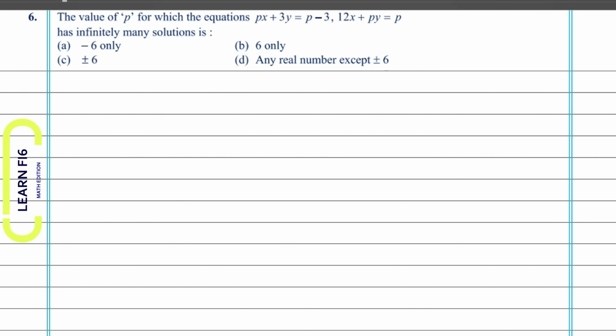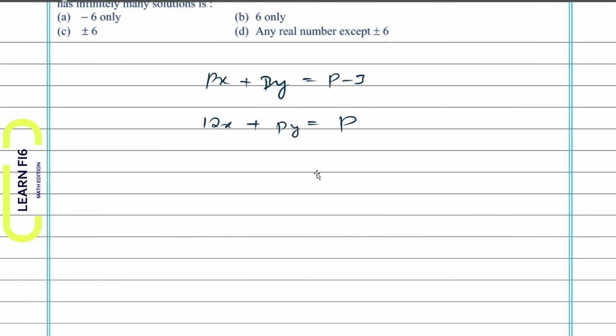Let's go to question number 6. The value of p for which the equation px plus 3y equal to p minus 3. This is the first one. Px plus 3y is equal to p minus 3, and the second equation is 12x plus py is equal to p, has infinitely many solutions, which means all the coefficient ratios should be exactly equal to each other.